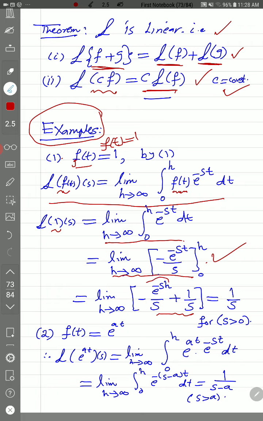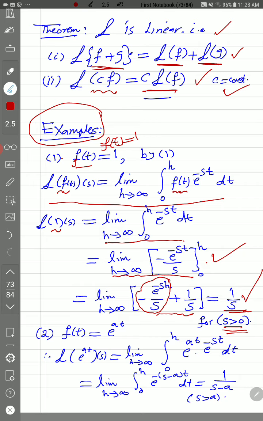Of course, since s is positive here, we take s greater than 0, this limit tends to 0 as h tends to infinity, like e to the minus 2x or 3x as in calculus. So the final result is just 1 over s. The domain is s greater than 0, because this is a convergent integral for s greater than 0. This is very clear, for the constant function.